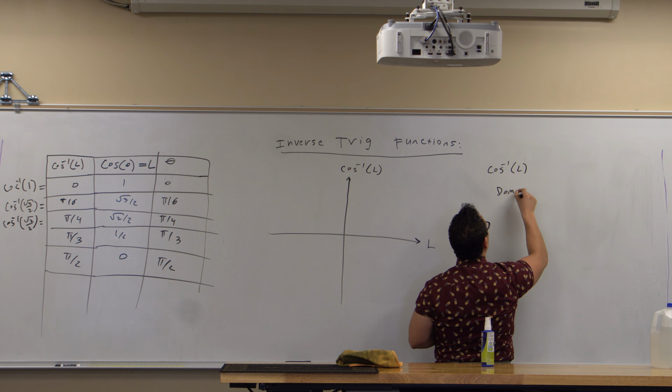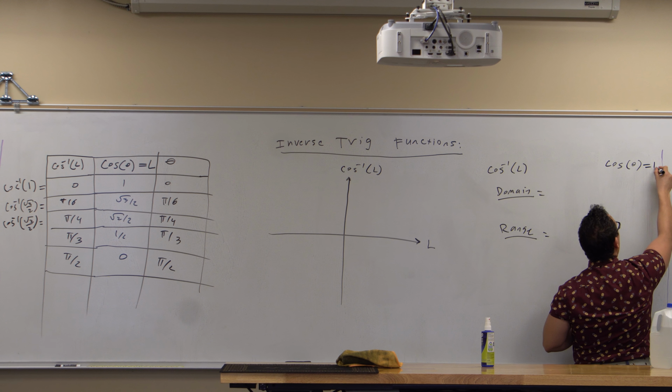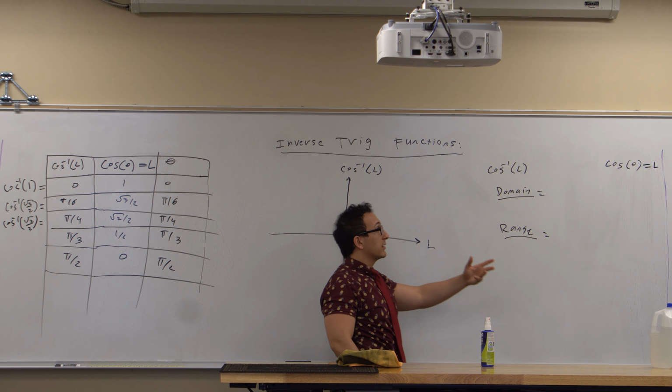Okay? Normal cosine of theta, which equals your L, it pops out the L. Normal cosine eats angles and spits out lengths. Cosine inverse eats lengths, spits out angles. So our cosine of theta, which is equal to L, has domain negative infinity to infinity, and it has range negative 1 to 1, inclusive.